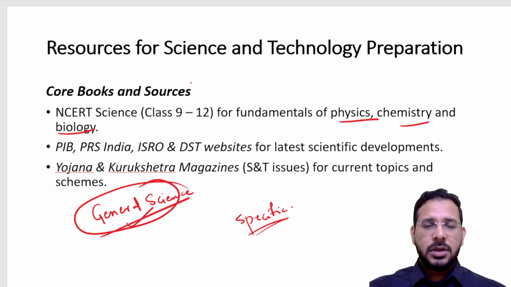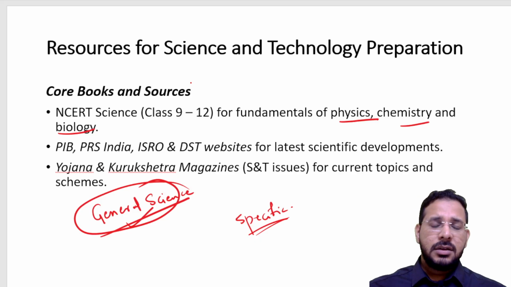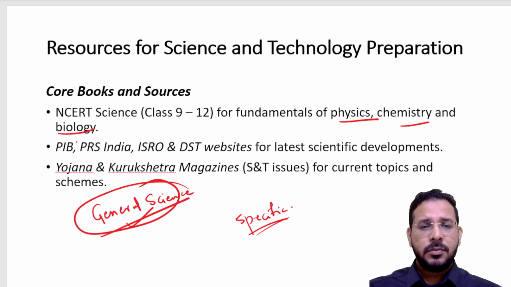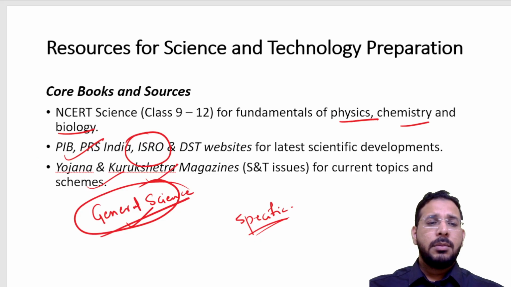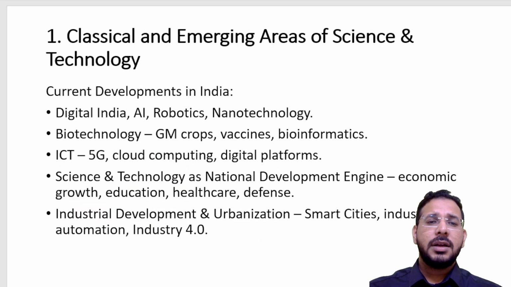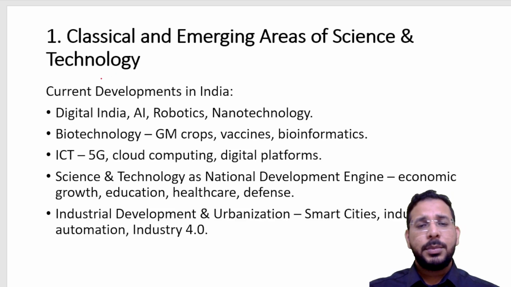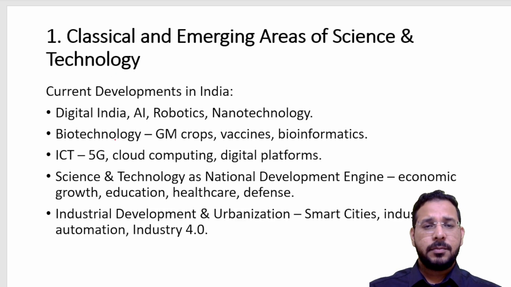Then in case of science and technology specifically, we will study space technology, defense, nano, biotechnology, IT, all those things, and the developments which are happening in different fields, you have to study them. So for prelims in general science, you can refer to the physics, chemistry, biology textbooks. Then you can also refer to ISRO, Department of Science and Technology websites, PIB, Yojana, Kurukshetra magazines. Majorly, in science and technology, you have to rely more on current events or current happenings.